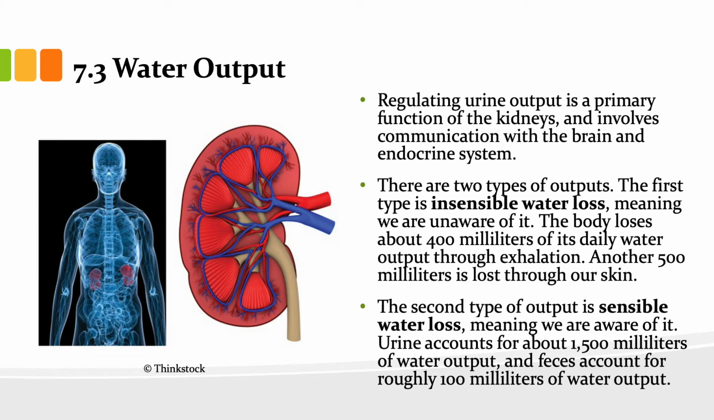There are two types of outputs. Insensible water loss, meaning we're unaware of it, is where the body loses about 400 milliliters of its daily water output through breathing. Another 500 milliliters is lost through the skin. Sensible water loss means we're aware of it. Urine accounts for about 1,500 milliliters of water output, and feces accounts for roughly 100 milliliters of water output.